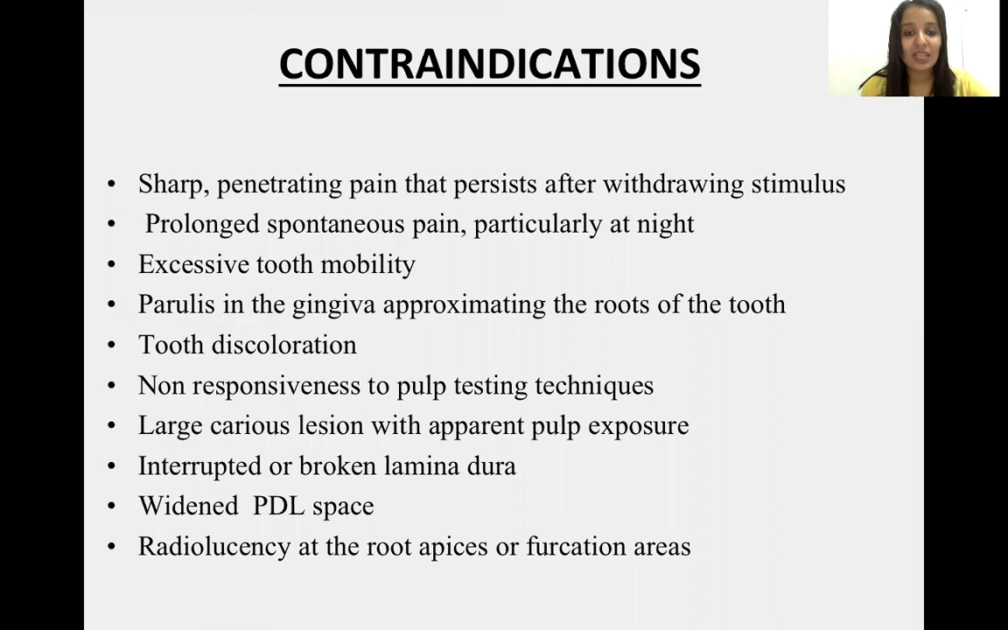Now let's see the contraindications, where we are not supposed to do this. In summary, with any kind of inflammatory reaction or pathology related to that tooth, we are not supposed to do an indirect pulp capping procedure. Sharp penetrating pain that persists after withdrawing the stimulus, prolonged spontaneous pain, particularly at night, excessive tooth mobility, purulence, and tooth discoloration all indicate that pathology is there. So any kind of pathology related to the tooth can be included in the contraindications.